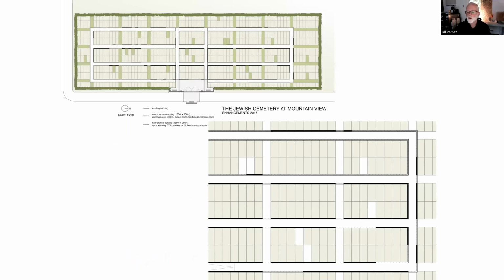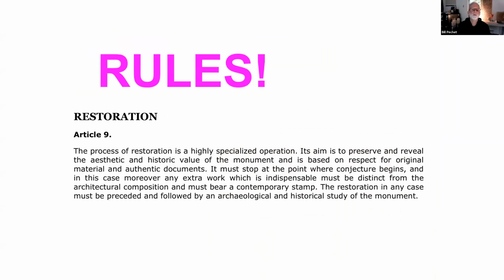She said, well, now that we have our map and we know what's missing, because many curbs were missing, she said, now we have to, and brings me to the next slide, we have to apply these rules. And she cited Article 9, which I'll just read. The process of restoration is a highly specialized operation. Its aim is to preserve and reveal the aesthetic and historic value of the monument, and is based on respect for the original material and authentic documents. It must stop at the point where conjecture begins, and in this case, moreover, any extra work, and this is critical, which is indispensable, must be distinct from the architectural composition and must bear a contemporary stamp. The restoration in any case must be preceded and followed by an archaeological and historical study of the monument. Next, please.